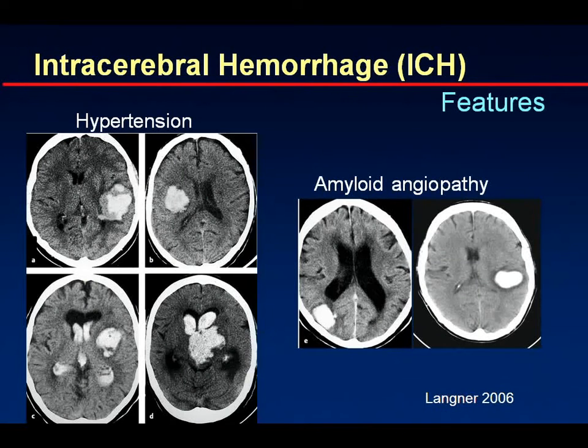Now, here's the classic situation where you do see a number of hypertensive bleedings, and you can see some of those have broken into the ventricles, others are still intraparenchymal, but all of them are sitting in the parenchyma and not in the cortex. If you do see cortical bleeding, then the chance is very high that amyloid angiopathy is the cause of this bleeding.